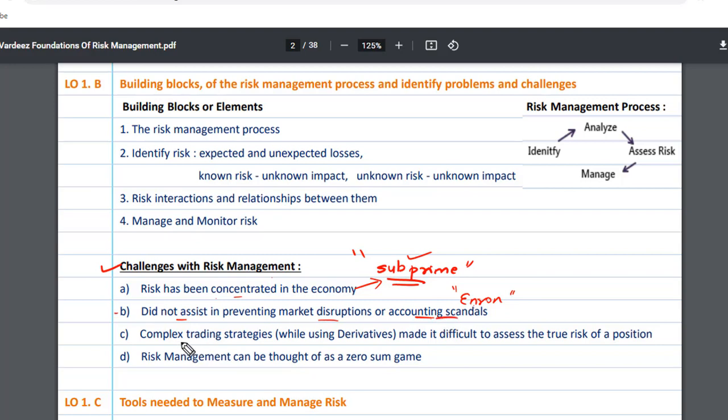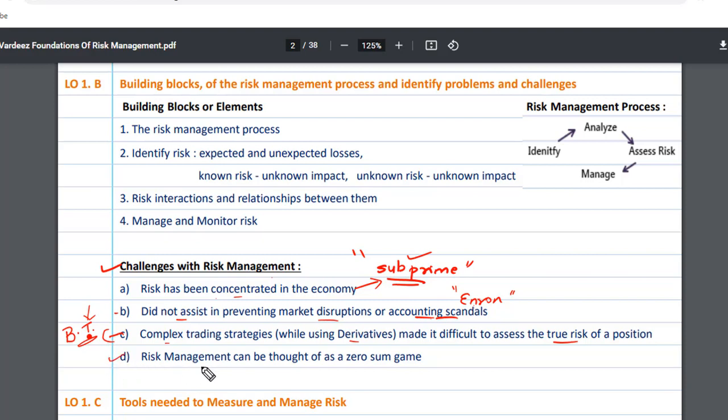Finally, complex trading strategies using derivatives made it difficult to assess the true risk of any position. What we usually feel is that when we get into a derivative contract, we are pretty much hedged and good to go, but there are some complex trading strategies, and there's also a case study regarding this, which is Bankers Trust. This case study, in Learning from Financial Disasters, talks about how Bankers Trust got into a complex trading strategy which led them to face huge losses. So that's also a challenge here.